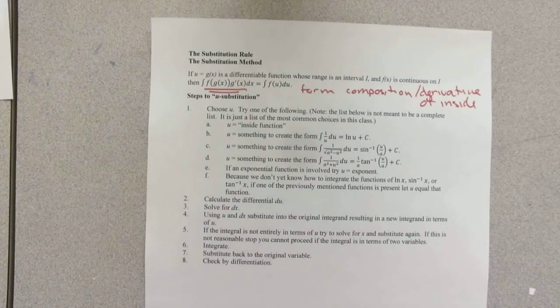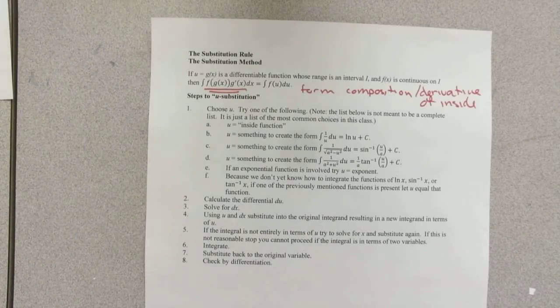C, u equals something to create the form 1 over the square root of a squared minus u squared du, which integrates to sine inverse of u over a plus c. D, u equals something to create the form 1 over a squared plus u squared du, which integrates to 1 over a tan inverse of u over a plus c. E, if an exponential function is involved, try u equal the exponent.